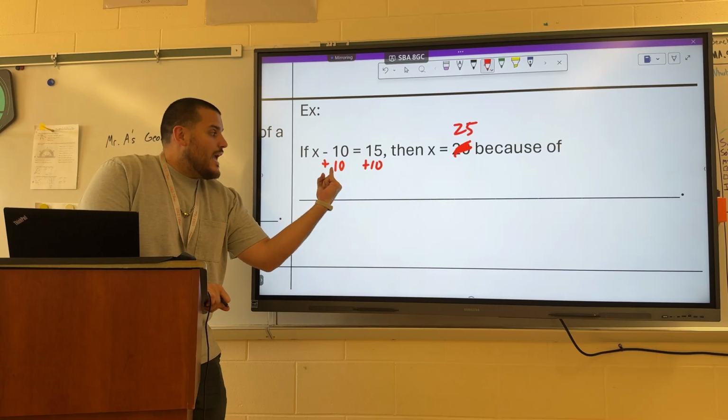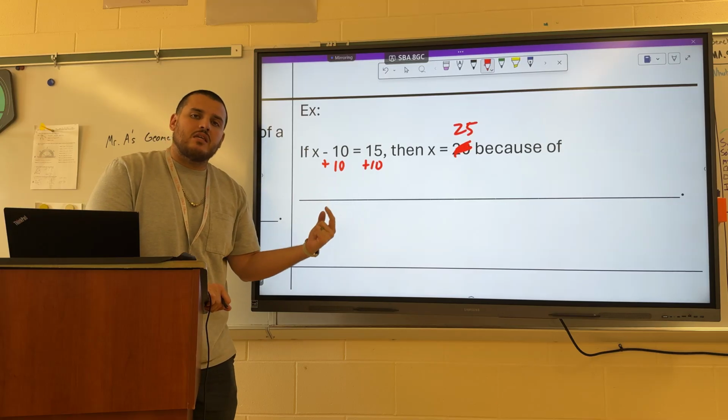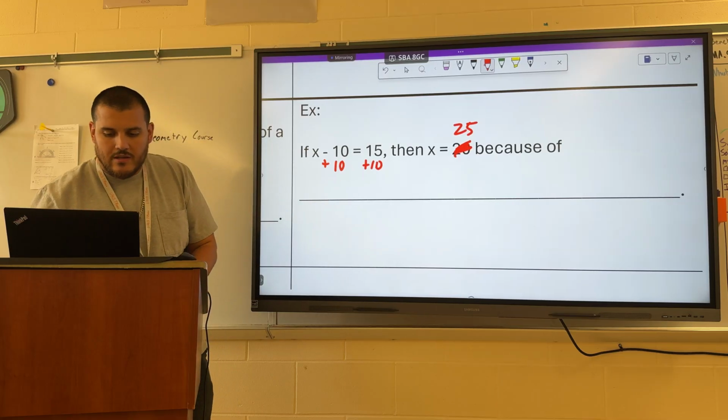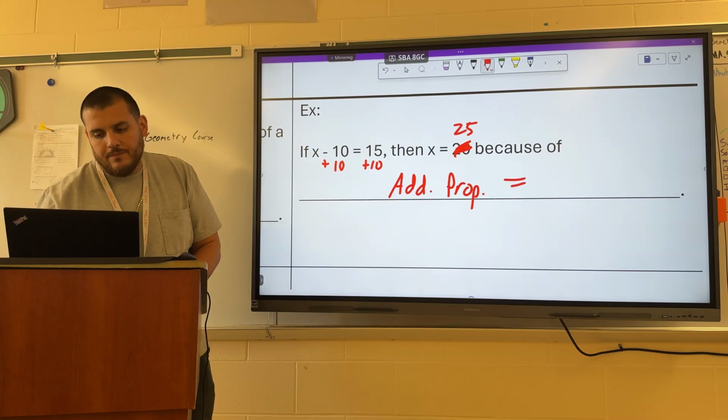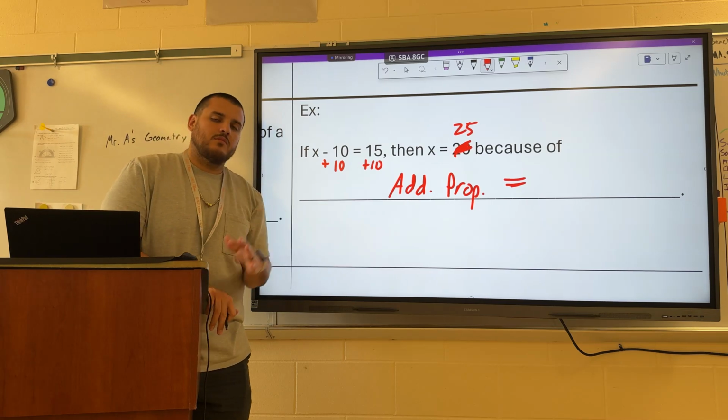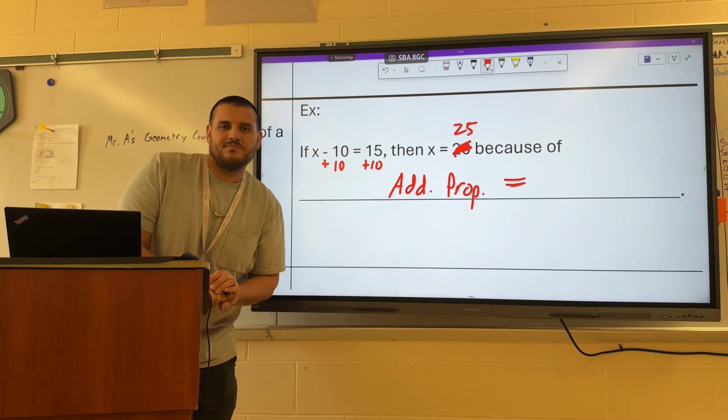But what we did is we added the same number to both sides of the equal sign. That's exactly what we just described. That is the addition property of equality. And I'm just going to abbreviate as I go through here.